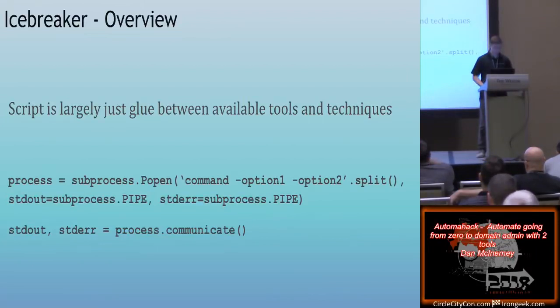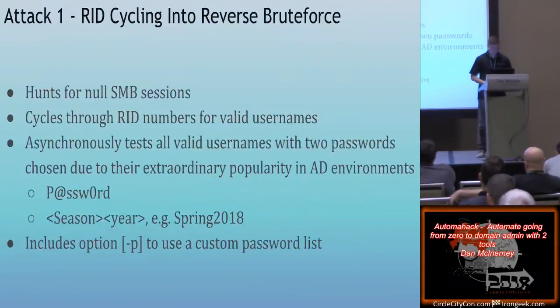So it's like 1,500 lines of code or 1,600 lines of code or something. So although this is the core, it's not just calling subprocess alone. It also has some async features. Async features specifically to speed up the reverse brute force, which I'll talk about in just a second.